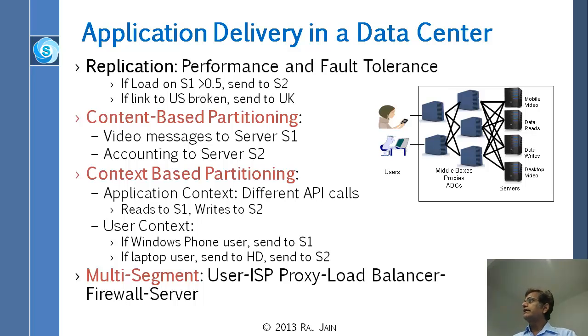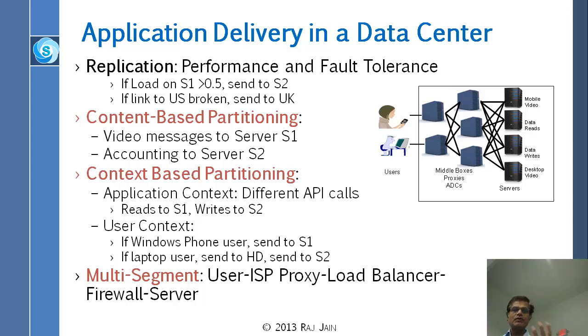And then user context. If it is a Windows user, send it to this server. If it is a Unix user, send it to that one. If it is a laptop user, send it to that server. So depending upon what the user is, what operating system they are using, what browser they are using, what their context is, you send them to a different server. For example, in particular, you will send a mobile user to a different server. I mean, you don't want to send an iPhone user to the same server that puts out this big page for laptop guys. Multi-segment. So now you see, understand the difference between replication and partitioning.